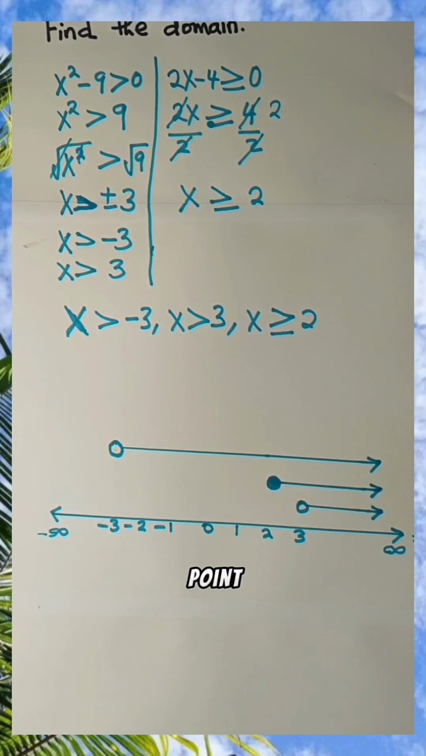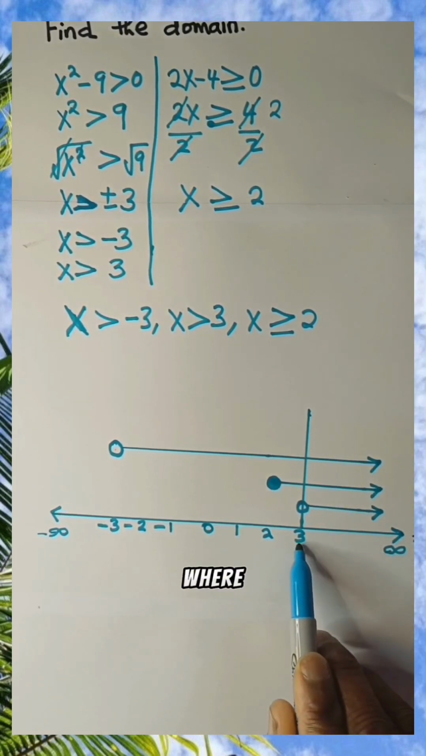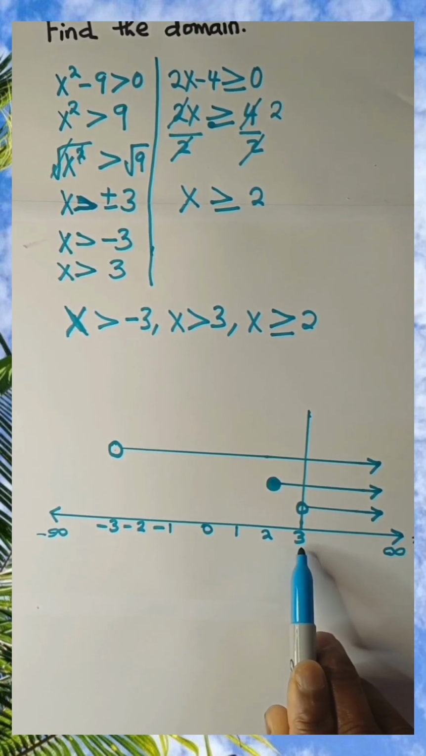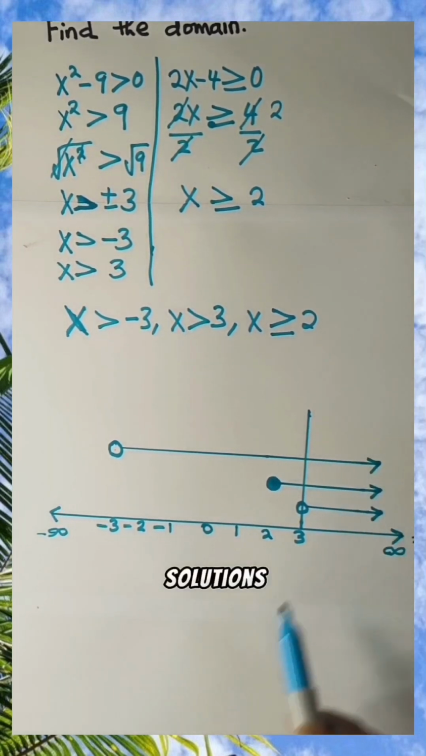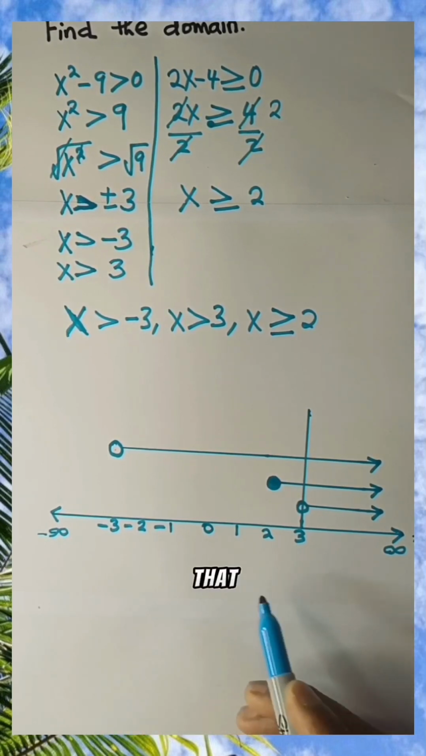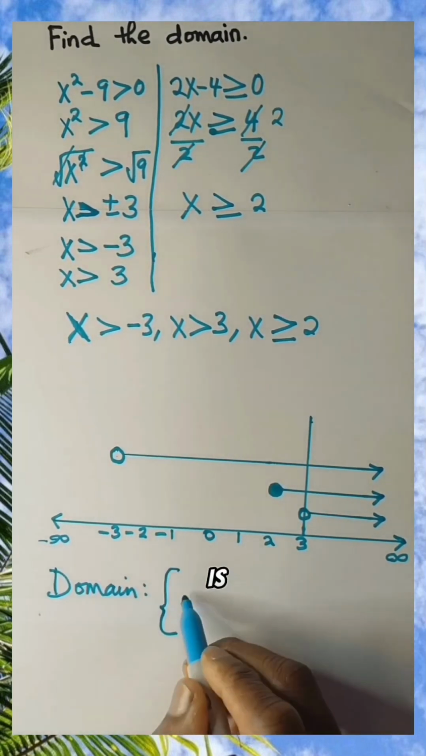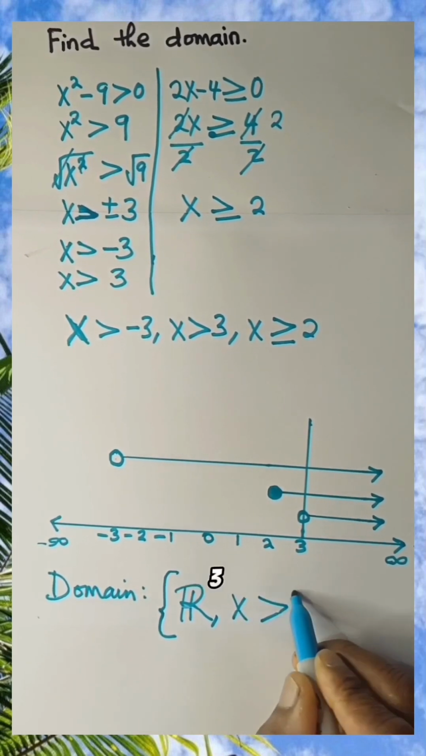Now let us obtain a point of intersection of these three solutions. Now if we draw a vertical line, you will notice that the vertical line intersects the three solutions at a point on the number line where s is greater than 3. At this point where s is greater than 3, that is the domain, because this s greater than 3 is common to the three solutions. So we will say that the domain is all real numbers s greater than 3.